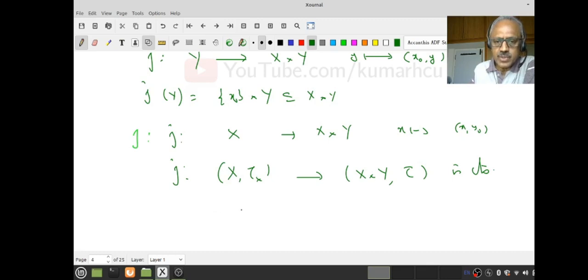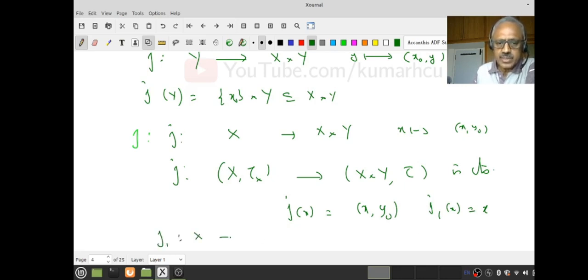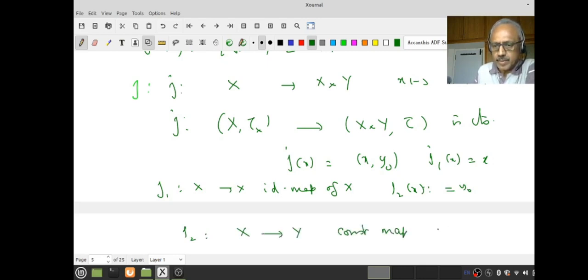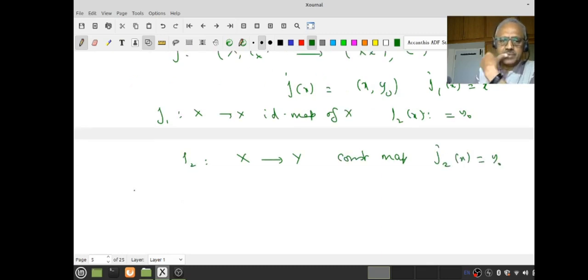Because what is the component? j of x is going to be x comma y naught. Therefore what is the first component j1 of x? That is x. Therefore j1 is a map from x to x, which is the identity map of x. And what is j2? j2 of x is y naught. Therefore j2 is a map from x to y, a constant map. Right? So both are continuous.